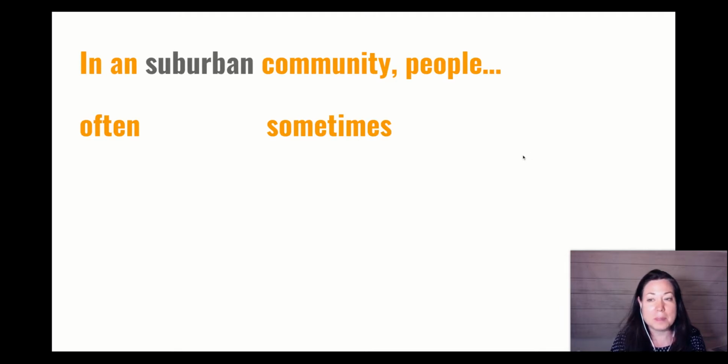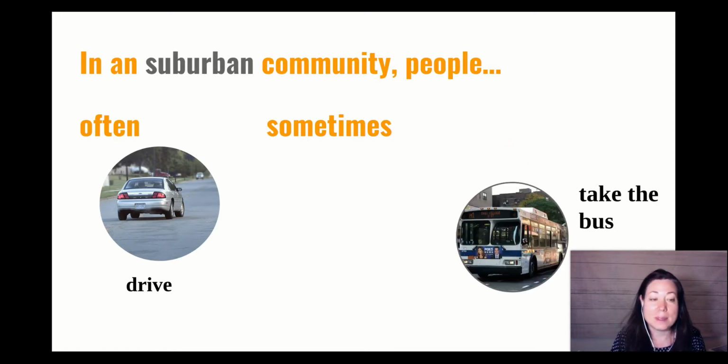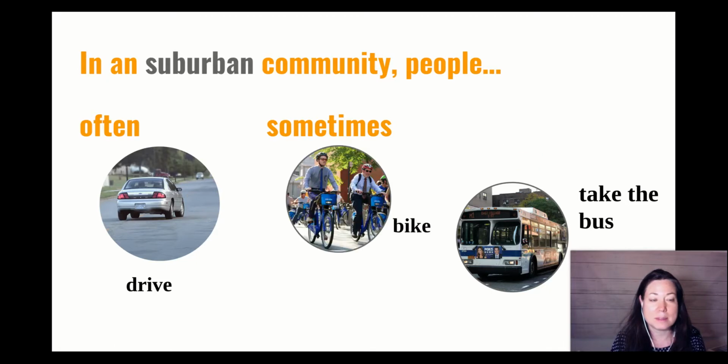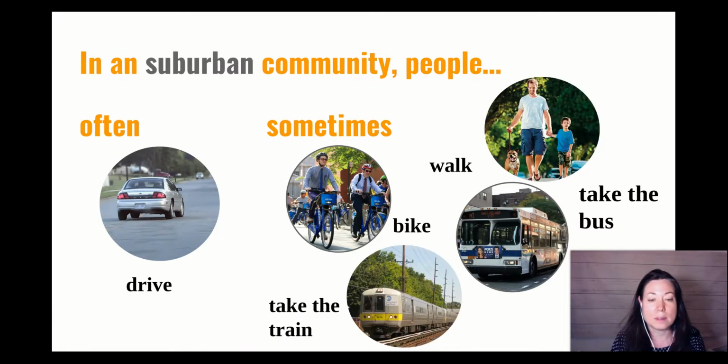So in a suburban community, people often drive. Many people use cars. But sometimes they take the bus, bike, walk, or take the train, like the Long Island Railroad, which is a commuter train that takes them from the suburbs to the city. Sometimes there's also buses that can take you from the suburbs to the city, to go to work or to do other activities because the two communities are very close.